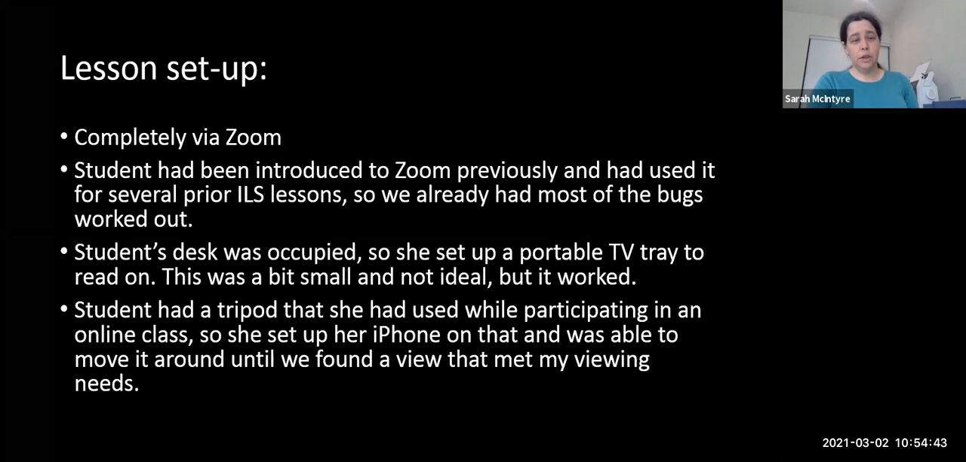So the lesson setup was completely via Zoom. She had done Zoom before, and we had most of the bugs worked out. She had a little TV tray that she set up on. Wasn't ideal, but it worked. And then she had a tripod, and so she was able to position her camera so that I could see her hands and where she was working, and that turned out to be a perfectly sufficient thing.